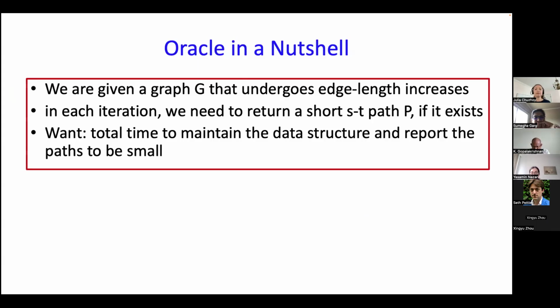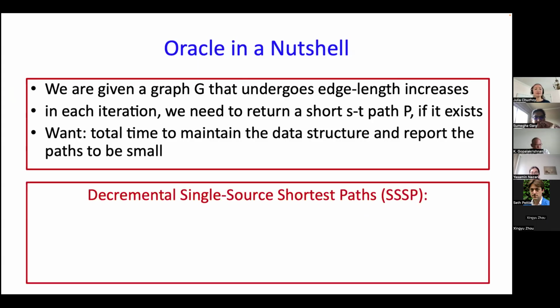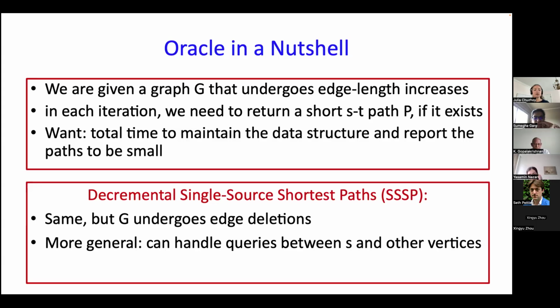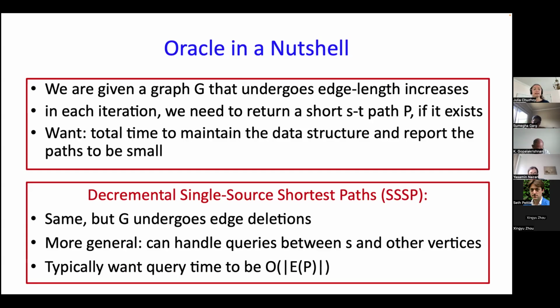So I said it can be viewed as an instance of decremental single source shortest path. Let me tell you what this problem is. It's very similar, but now the graph undergoes edge deletions, not edge length increases. And it's more general. You can ask queries between S and any other vertex. Given such a query, the algorithm needs to return the shortest or approximate shortest path between them. The number of queries can be anything. And typically what we want is that the time required to respond to a query should be at most roughly the number of edges on the path.